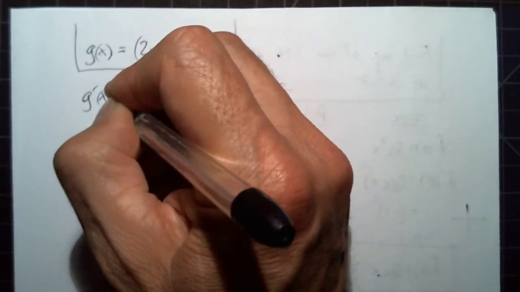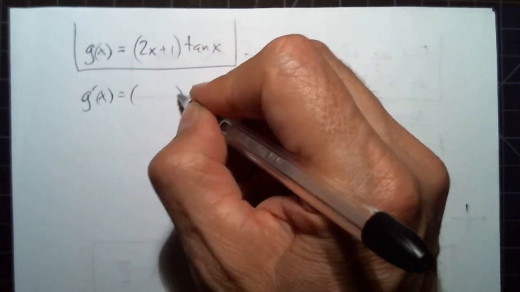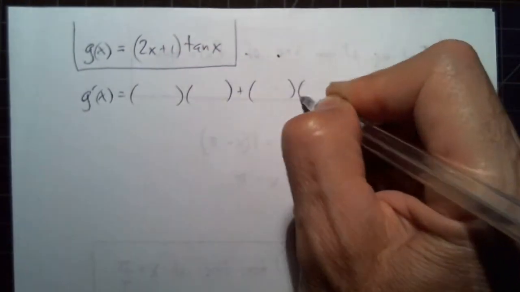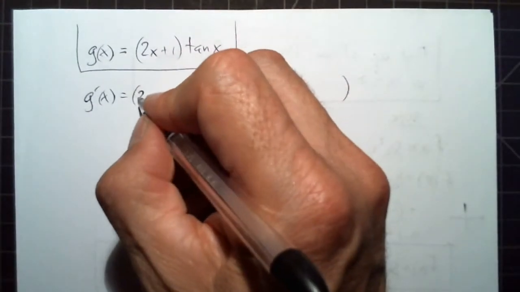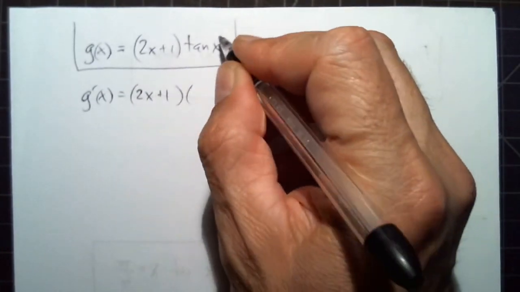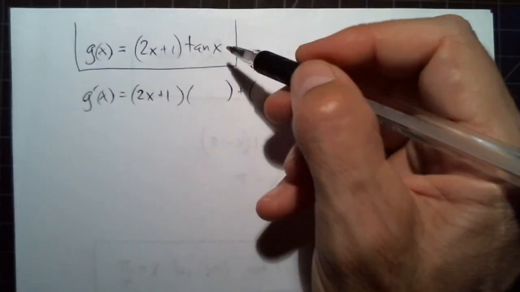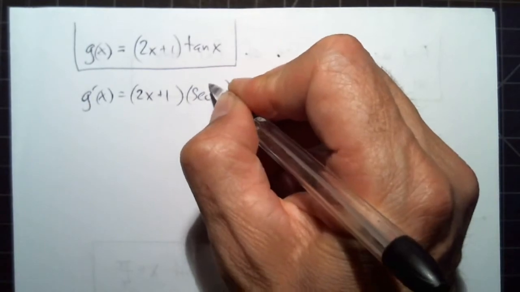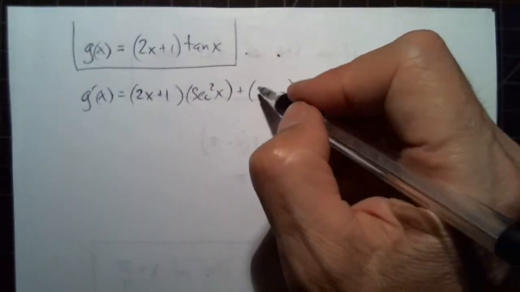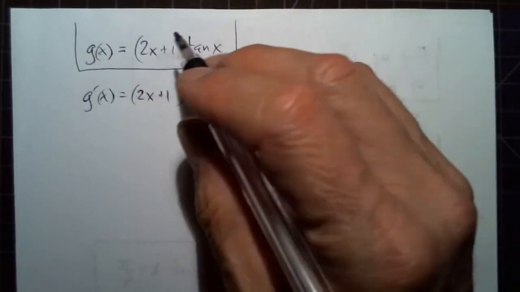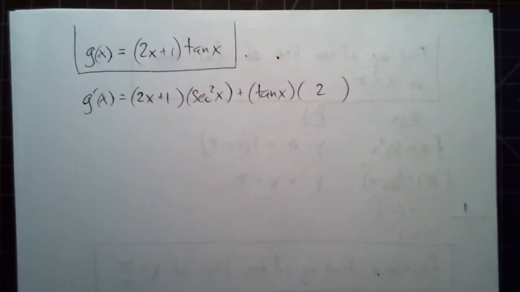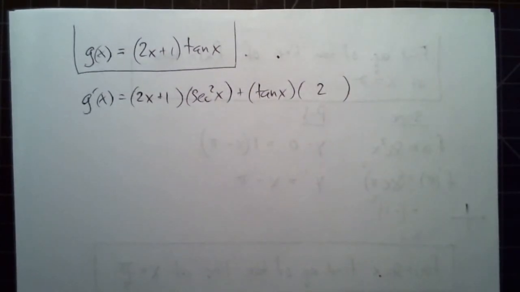So G prime is 1d2 plus 2d1. 1 d2: the derivative of tangent is secant squared, and then we have 2 d1. The derivative is 2, and there's not much to rewrite there. We can just leave it like that.